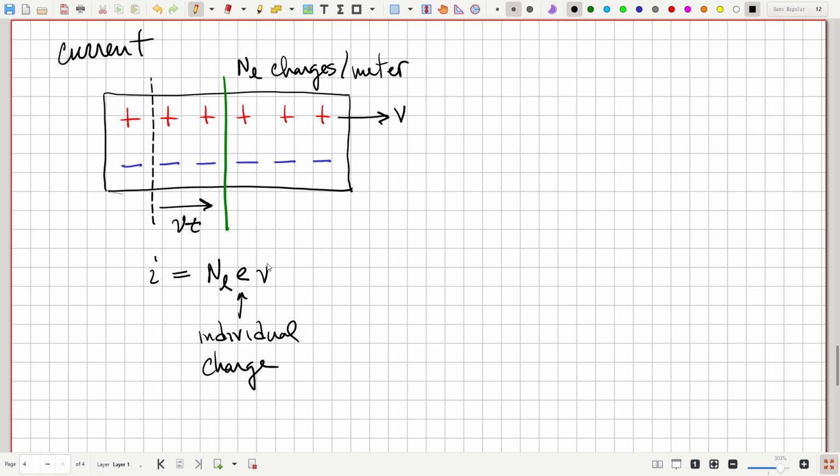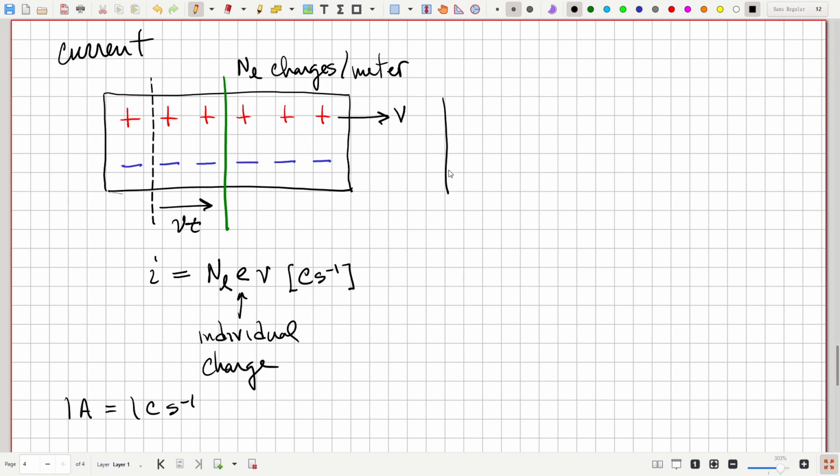Times the number of meters per second. Okay, so how does this work out? This becomes charges per meter times the actual number of coulombs per charge times meters per second. That works out to just be coulombs of charge per second flowing past that surface. And we define that to be the current in amps, right? So this was our idea that one amp is 1 coulomb per second flowing across a reference surface.